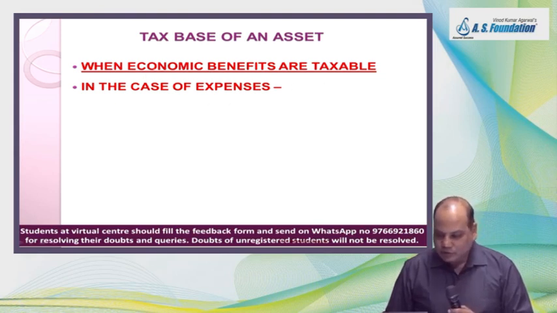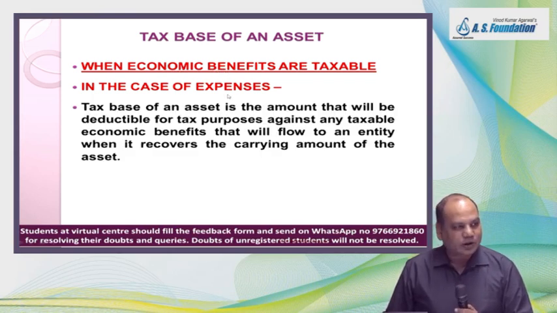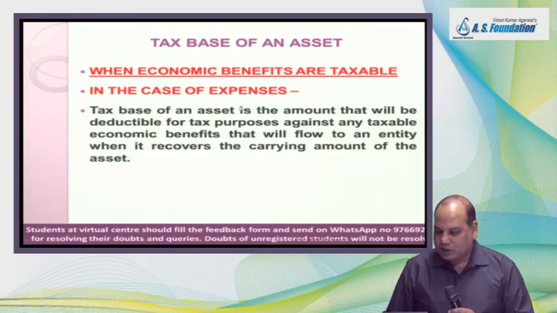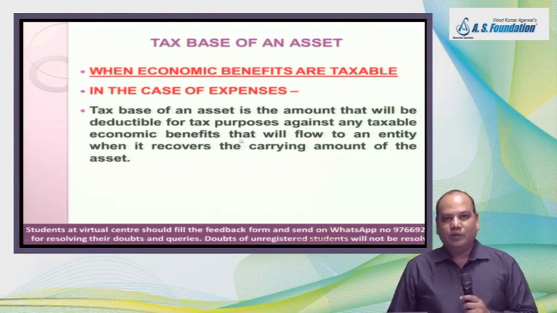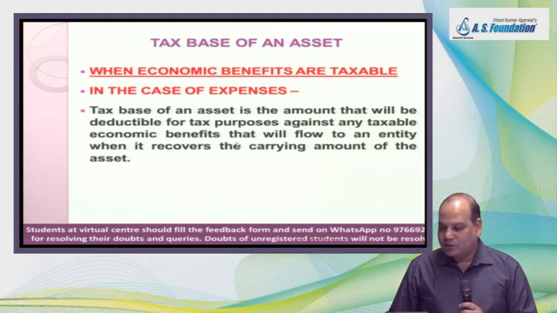And whenever you recover the carrying amount of this asset, it may be an expense item or it may be an income item. Like in case of property, plant, equipment, how do we recover the carrying amount? By providing depreciation. So that is an expense. In case of inventory, it is cost of goods sold. So that is an expense. So tax base of an asset is equal to the amount that will be deductible for tax purpose against any taxable economic benefit that will flow to the entity when it recovers the carrying amount of the asset.